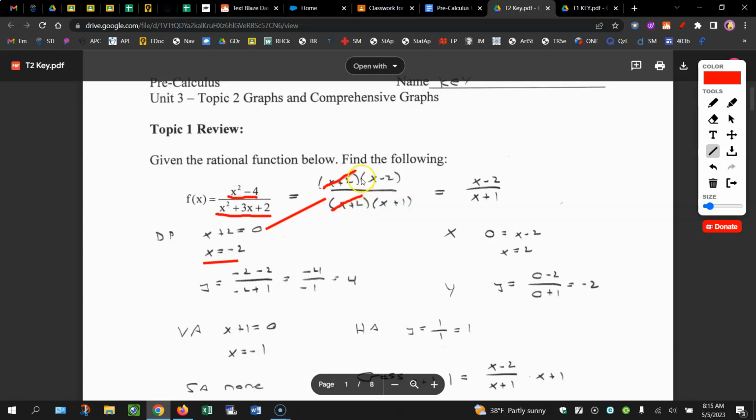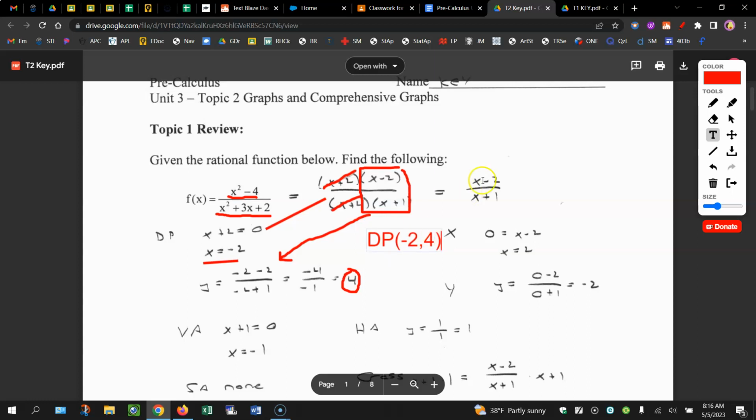To find the y coordinate, you're going to substitute now that negative 2 into the simplified function. So if you substitute negative 2 in here, this is what you're going to get. Negative 2 minus 2 is negative 4. Negative 2 plus 1 is negative 1. When you divide those, you're going to get positive 4. So that's your y coordinate. So the coordinates of the deleted point for this rational function are negative 2, positive 4.